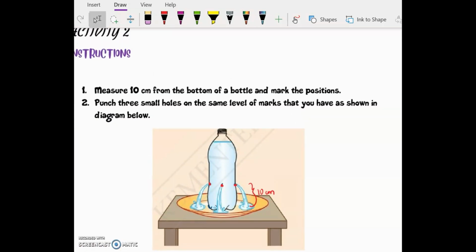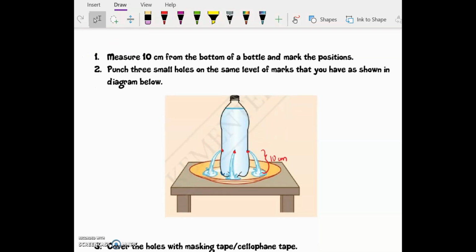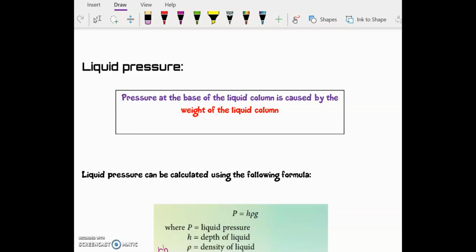So for the second activity, you are required to poke holes at the same level. When you make the holes, you will see that the water spurts out at the same distance from each hole. This is because the level of the holes is the same, so the pressure is the same. Okay, so what is liquid pressure?